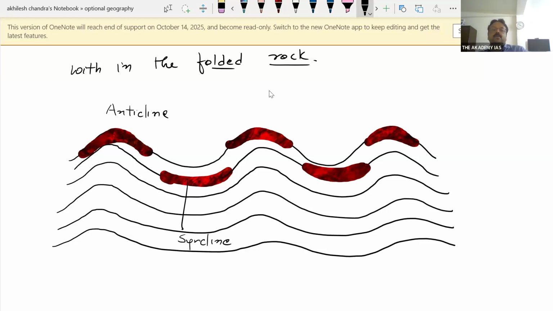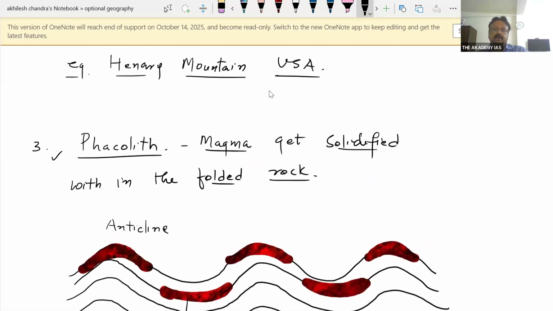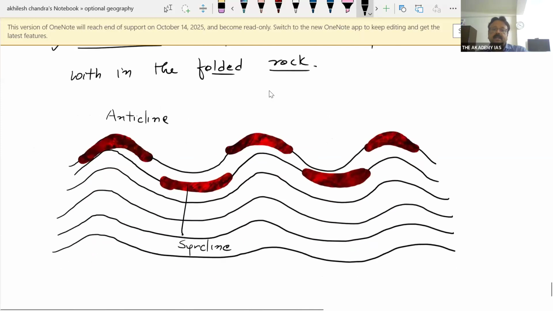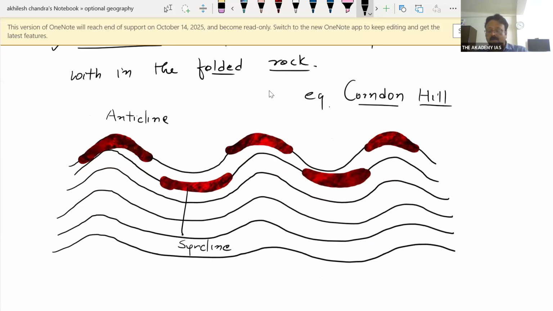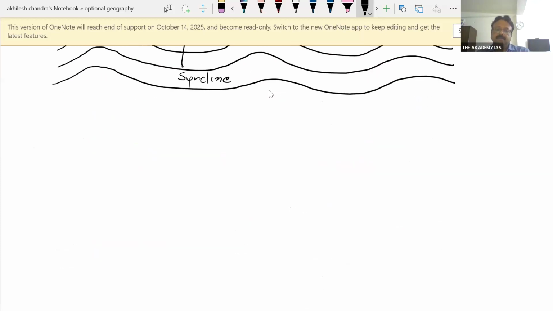This is what we call tracholith. And the best example is Corn Downhill. Corn Downhill is the best example of tracholith. Another type of intrusive solidification is lopolith.